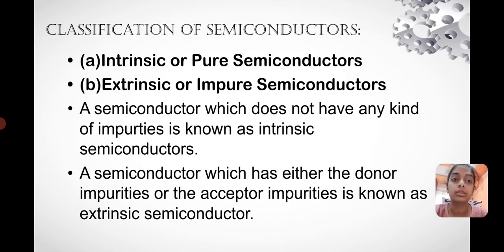Classification of semiconductors: intrinsic or pure semiconductors, and extrinsic or impure semiconductors. A semiconductor which does not have any kind of impurities is known as an intrinsic semiconductor. A semiconductor which has either the donor impurities or the acceptor impurities is known as an extrinsic semiconductor.